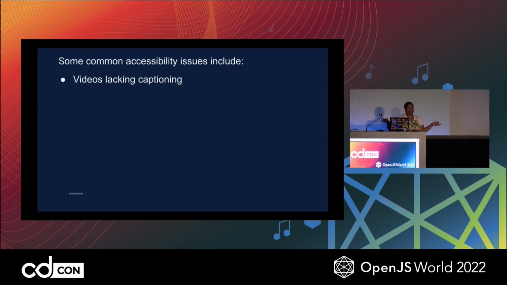And videos lacking captioning. It'd be like me being here on the stage. So if you're deaf and you can't hear the video, right, that's what happens. So adding those captions is super helpful for people.